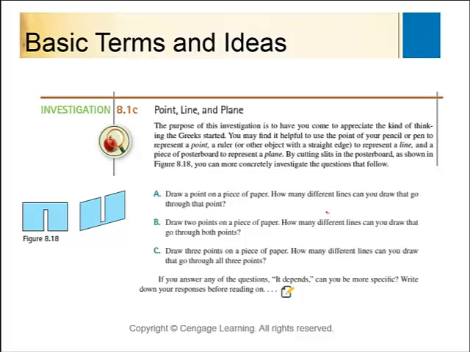All right, so let's just look at this. Draw a point on a piece of paper. How many different lines can we have go through that point? So there's a point, and I can have a line that goes right through here. Oops, let me make my point right here. It can go there, it can go there. So we can say that we can draw an infinite number of lines that go through that one point.